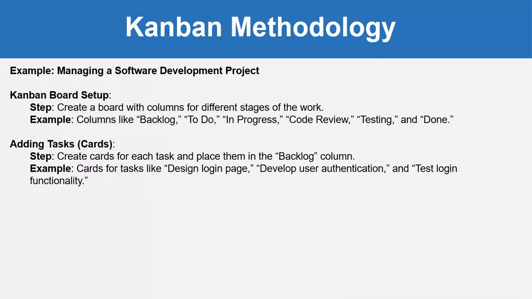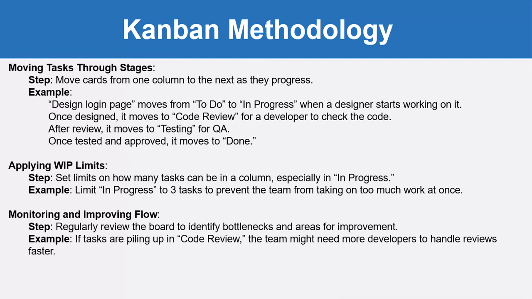Here, friend, just take an example of managing a software development project. So the first thing is the Kanban board setup, which means create a board with columns for different stages of the work. For example, columns like backlog, to do, in progress, code review, testing, done. Then adding tasks, that means cards. Create cards for each task and place them in the backlog column. For example, cards for tasks like design login page, develop user authentication, test login functionality. So these are the tasks which we represent through the cards.